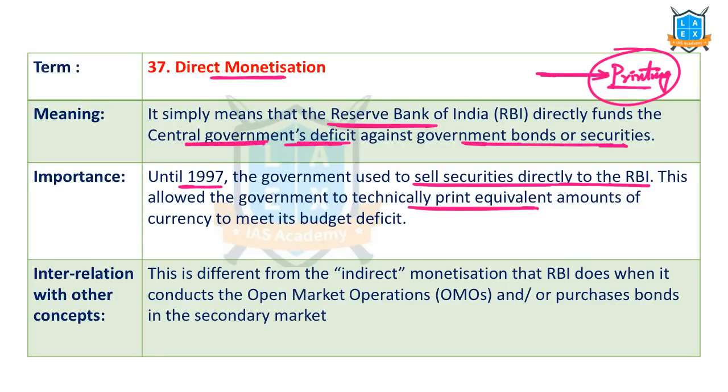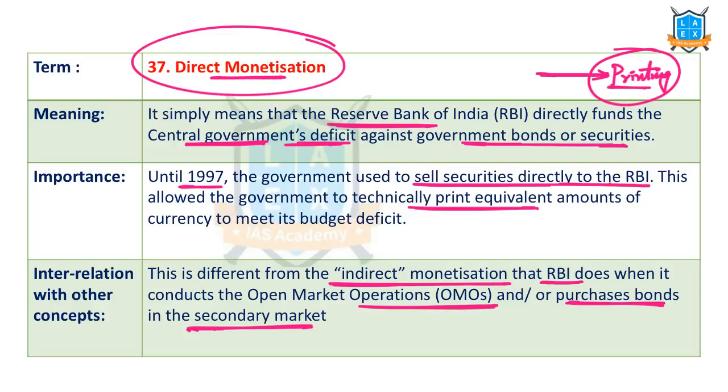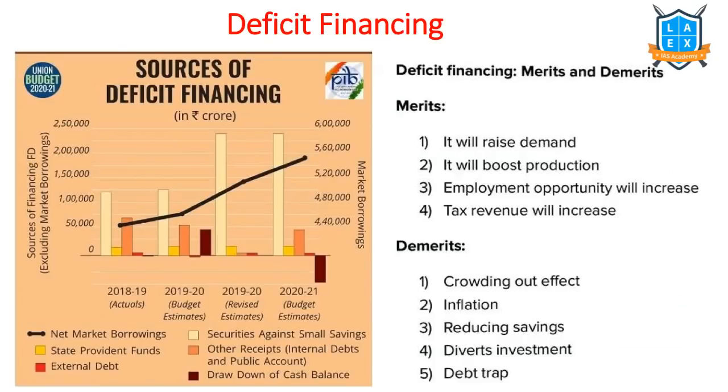And there's one more way of monetization, called indirect monetization, wherein RBI sells government bonds through open market operations or purchases bonds from the open market. That way, it monetizes the deficit. That is considered indirect monetization. Direct monetization means take the bonds, print money. Why is that used? That is used to fill the deficit. That is called deficit financing. Filling the deficits using different means is called deficit financing.